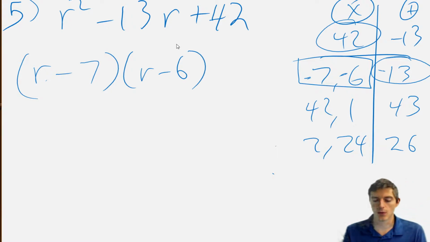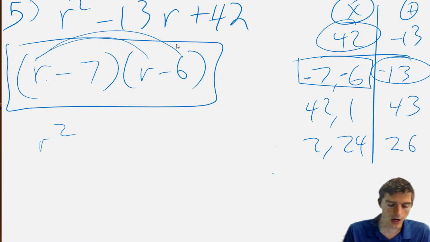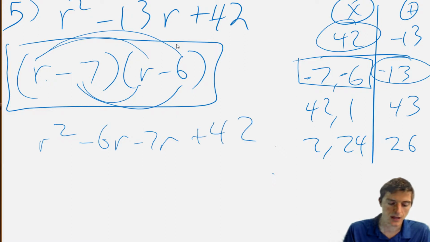Now remember, the reason why I want numbers that multiply to 42 is if I was to FOIL this back out, I would do, so this is my final solution, right? But you can always check yourself. R times r is r squared. R times negative 6, negative 6r, negative 7r, and negative 7 times negative 6 is a positive 42.